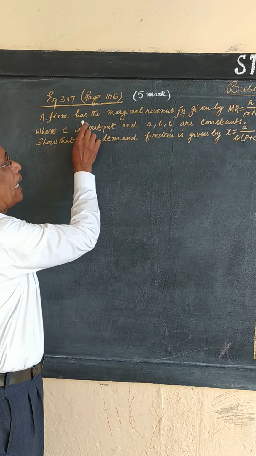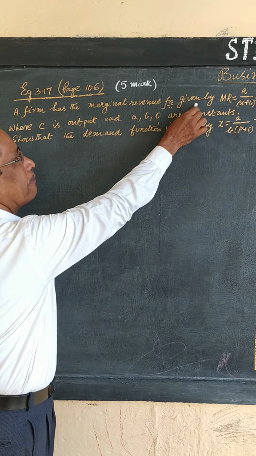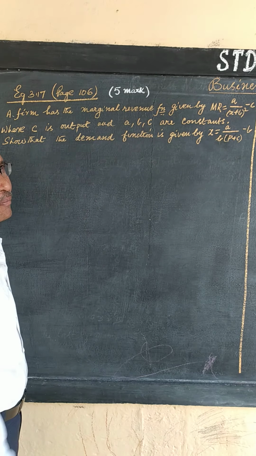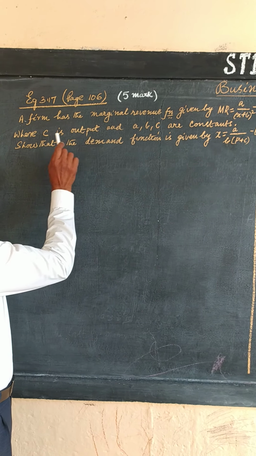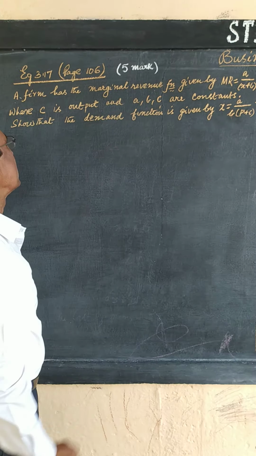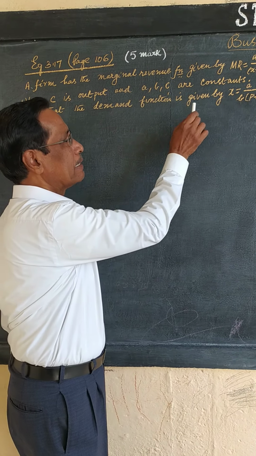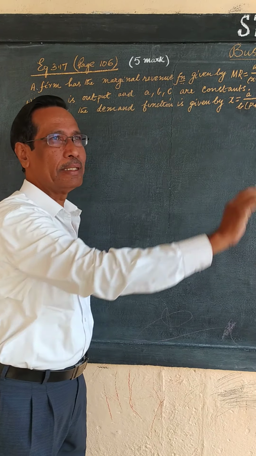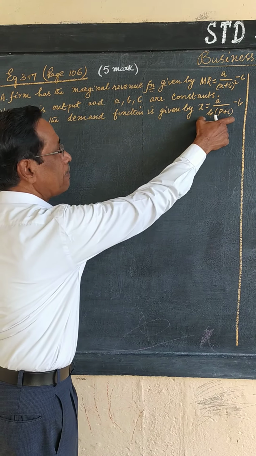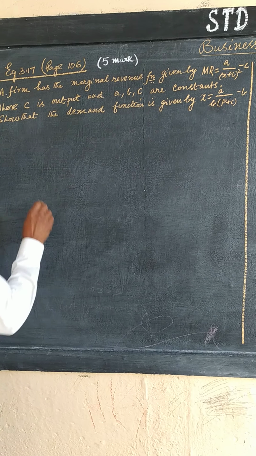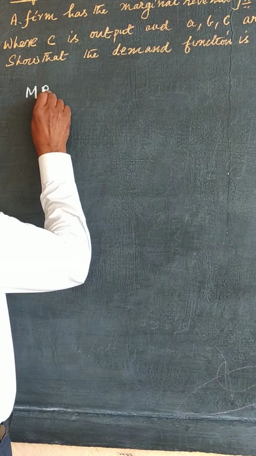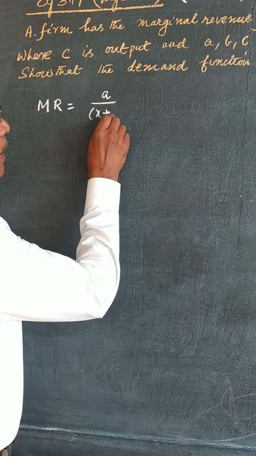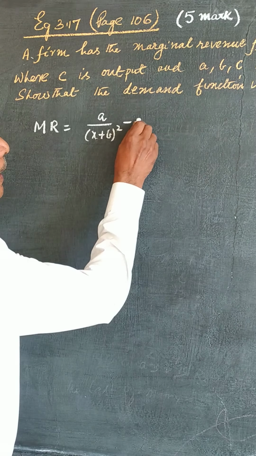A firm has marginal revenue function given by MR is equal to A by (X plus B) whole square minus C. This is given where X is output, and A, B, C are constants. So that the demand function is given by X is equal to A by B into (P plus C) minus B. You are asked to find out this demand function. Now, MR is given as A by (X plus B) whole square minus C.